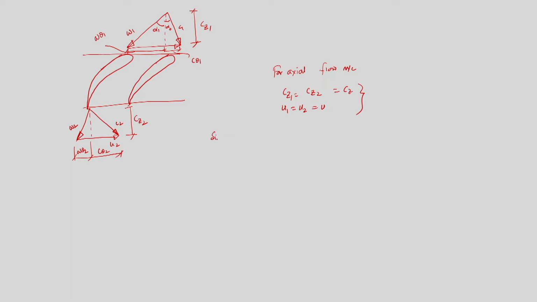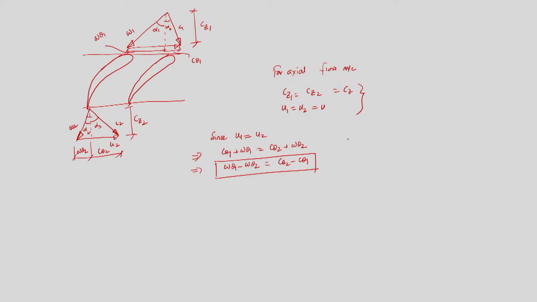Now, since U1 is equal to U2, what can I write? C theta 1 plus W theta 1 is equal to C theta 2 plus W theta 2. Therefore, W theta 1 minus W theta 2 is equal to C theta 2 minus C theta 1. This is a very important relationship for an axial flow machine. Not only that, if this is alpha 2 and this is alpha 3, we need to know what those angles are.